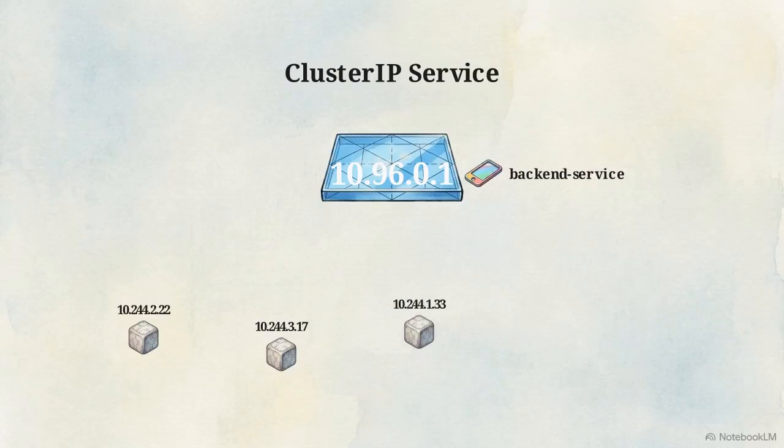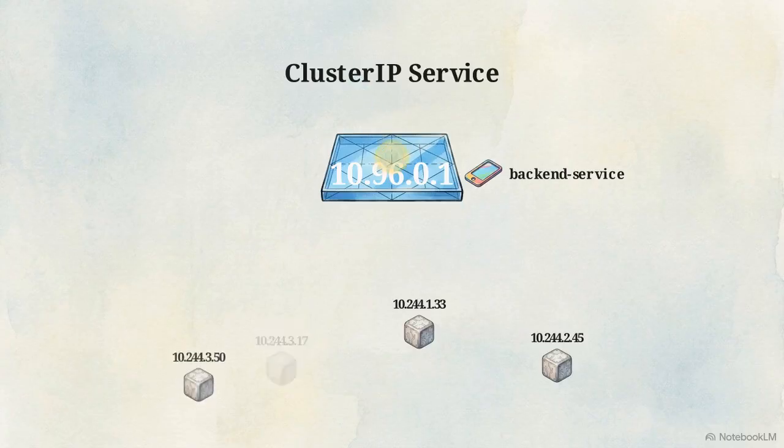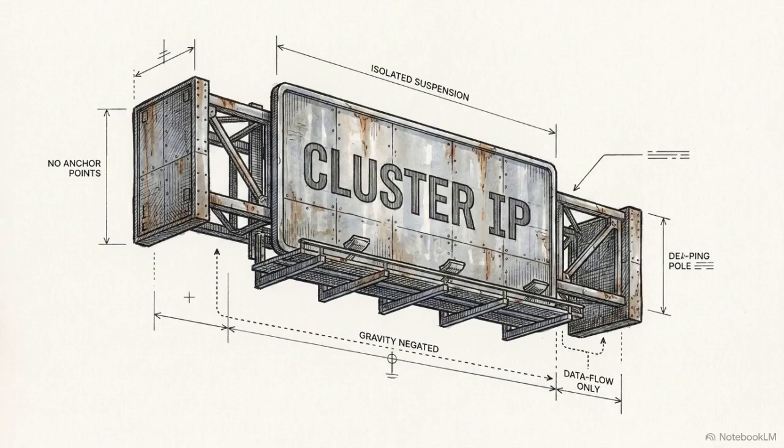Kubernetes CoreDNS automatically assigns a static DNS name to this virtual IP. This allows your internal microservices to request data using a reliable name, completely ignoring the volatile pod IPs below. However, there is a mechanical gap here. The service object itself possesses zero internal routing intelligence. It is just an address, and it cannot actually forward traffic on its own.